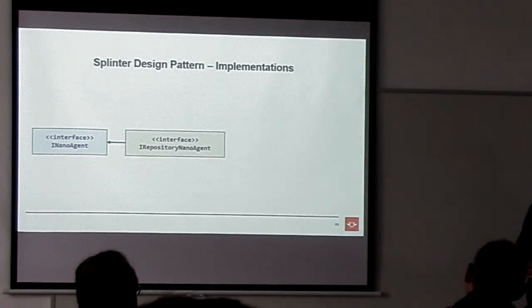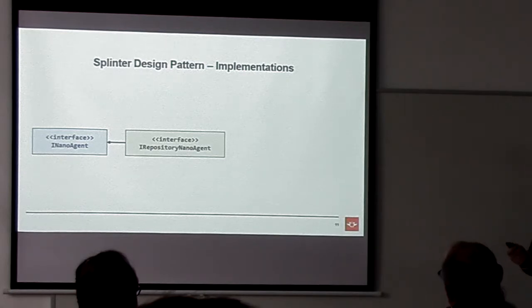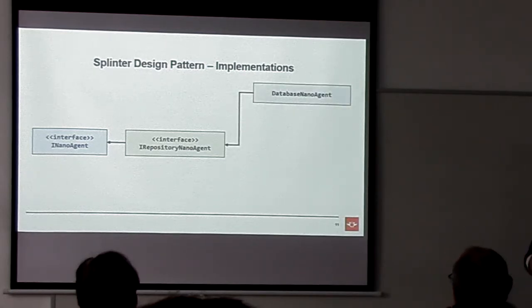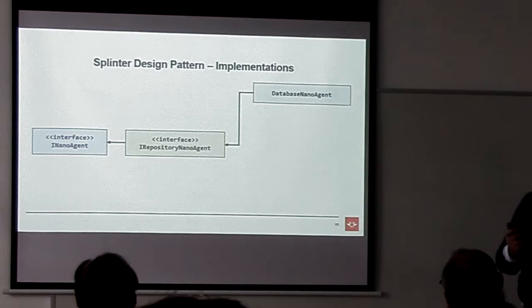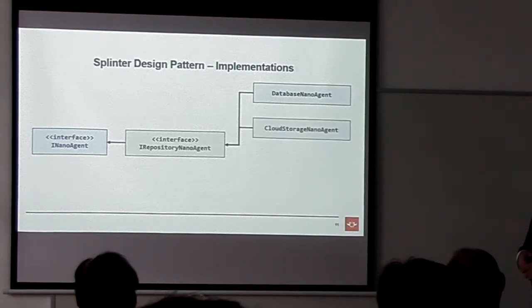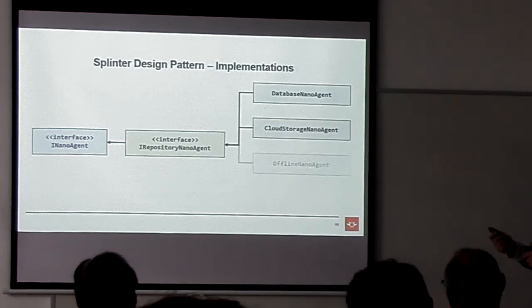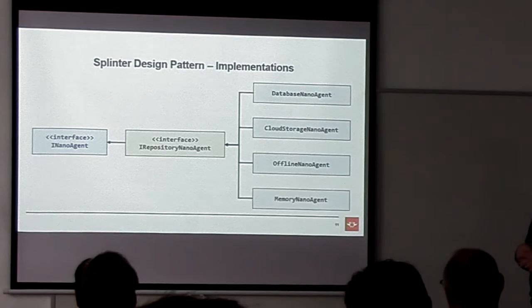Let's say, for example, this interface has 4 implementations. The first one is a database agent, so it stores data in a conventional DB. Another uses cloud storage. It has one that uses offline storage, maybe like a CSV file or an Excel file, or one that uses the memory of the actual nano agent itself.